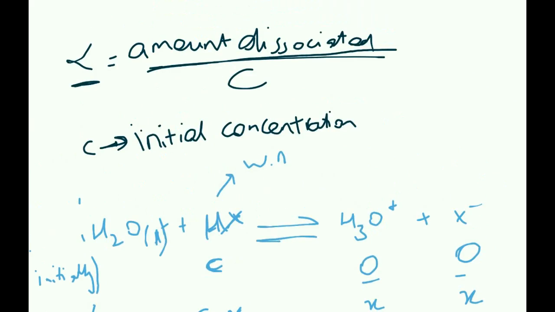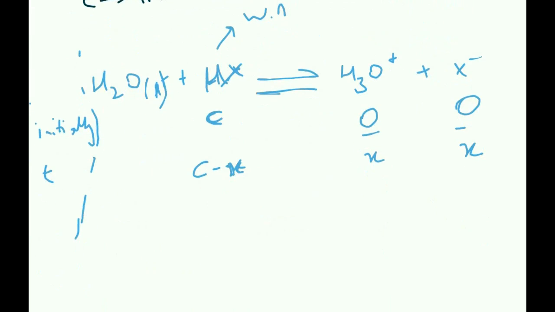Now, I'm going to take that amount dissociated, that is X, and if I want to relate it to alpha, the degree of dissociation, I can write X is equal to C alpha. So X is equal to C alpha. I'm going to plug that back down here. So I can write C minus C alpha. Here also X is C alpha. So C into 1 minus alpha, C alpha, C alpha.